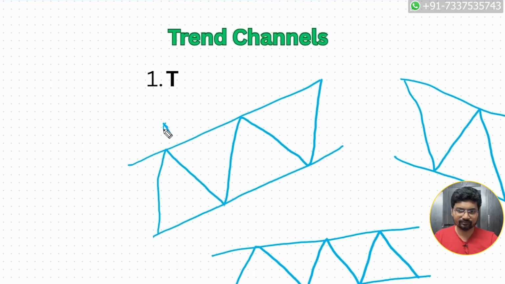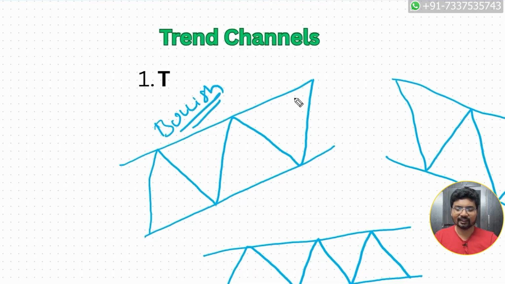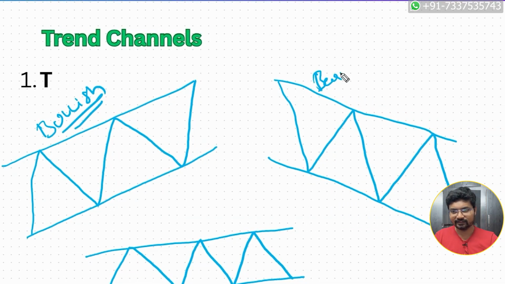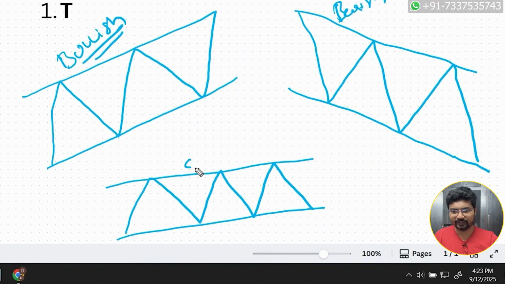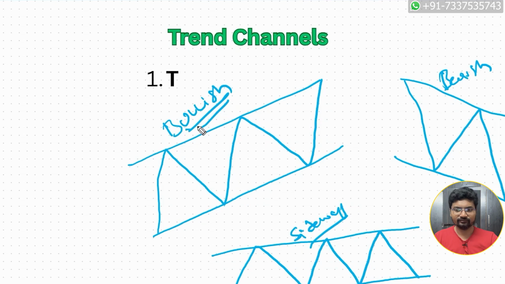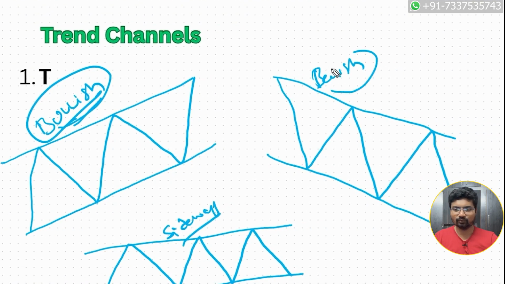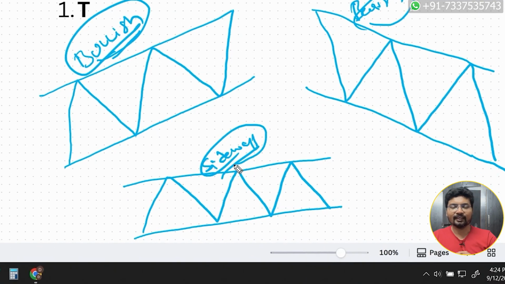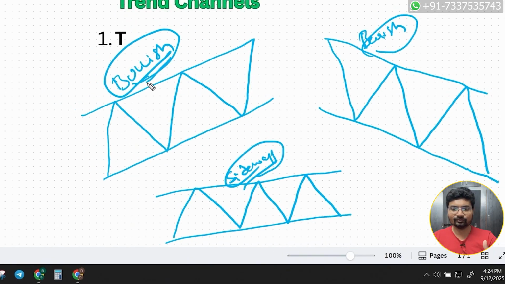When you see this trend channel, the market is bullish. When you see this trend channel, the market is bearish. When you see this trend channel, the market is sideways. Okay, I hope these points are clear. Whenever you see these trend channels, you should be able to identify whether the trend is bullish, bearish or sideways. And I'm also going to show you this in charts, real examples with the chart patterns.